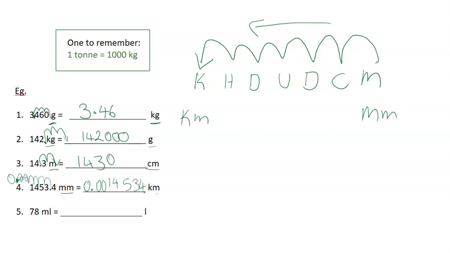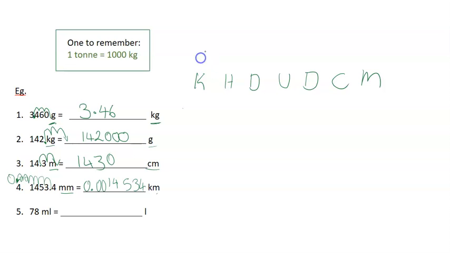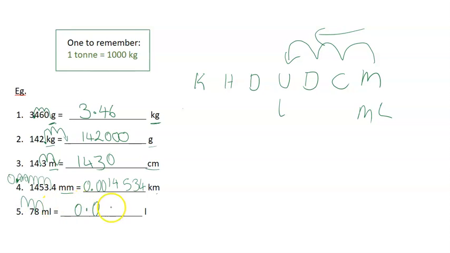Okay, last one. Milliliters to liters. Okay, milliliters to liters. And let's have a look at our jumps. So 1, 2, 3 to the left. Okay, so milliliters to liters. Milliliters is where we start. Liters is where we finish. 3 to the left. 1, 2, 3. So it's 0.078. Okay, give that a go and good luck.